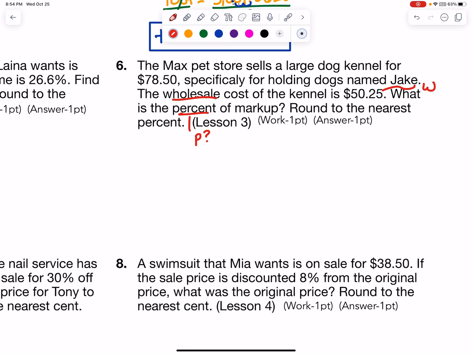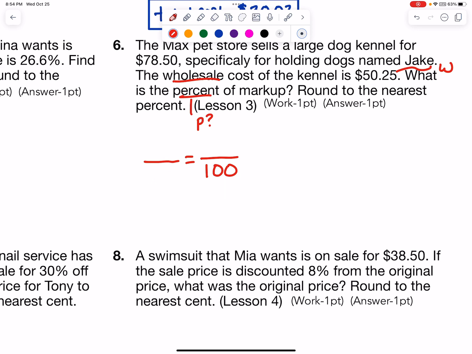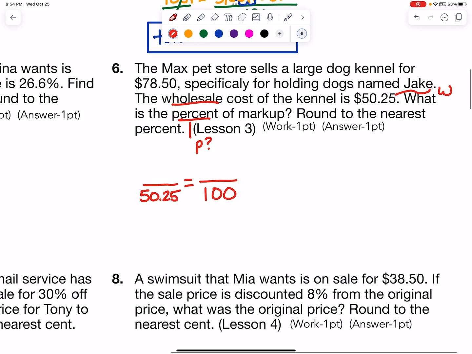So this is definitely something that I need to slow down and think about a little bit because it's not the norm. Okay. So let's go ahead and create your percent equation. So blank equals blank. We always know it's out of 100. That's a given. I know my wholesale cost is 50.25. So that's something I can guarantee there. So now it comes down to this other stuff. I know that I don't know P. So P is going to go there.